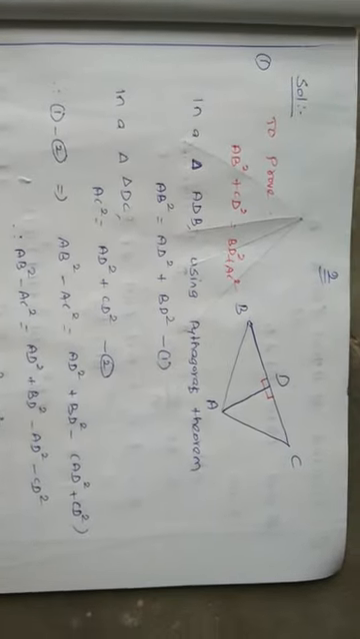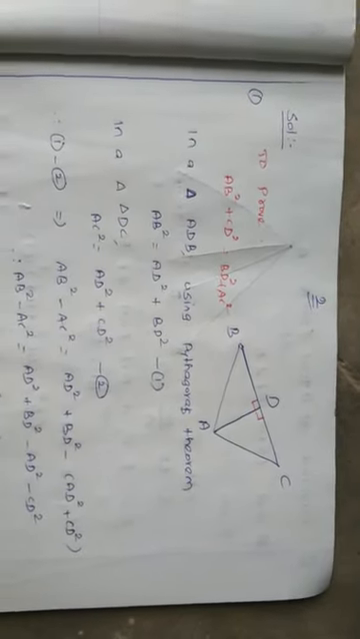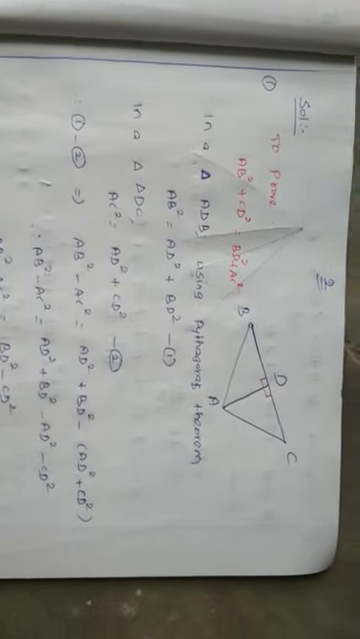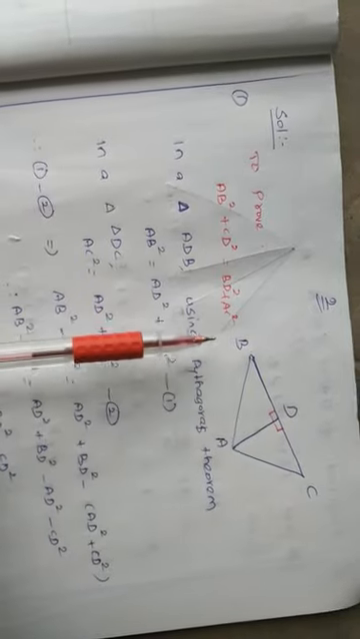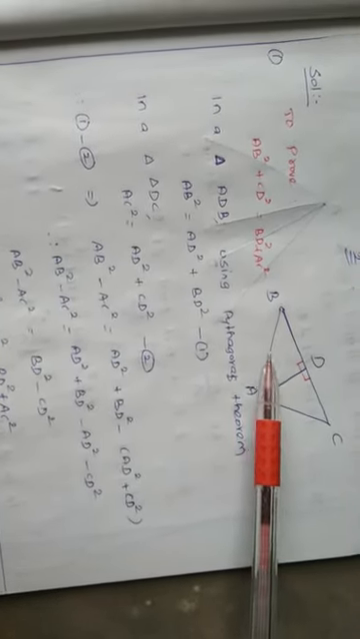Self-assessment problem solutions. The problem is the given picture. In triangle ABC, D is a point on BC, with AD perpendicular to BC. We need to prove AB squared plus CD squared equals BD squared plus AC squared. Don't worry, just use the Pythagoras theorem, because it's a 90-degree angle, you just find the squares of the sides.